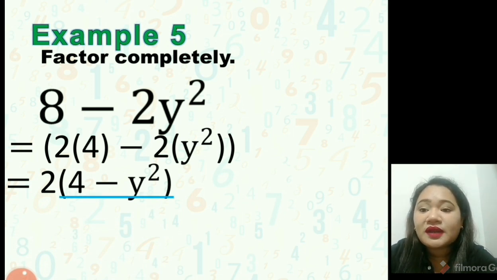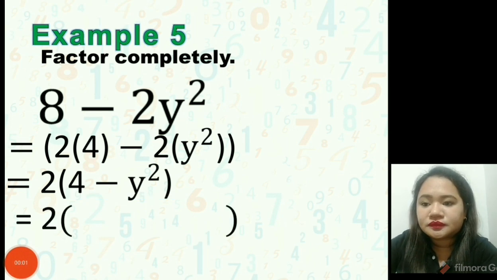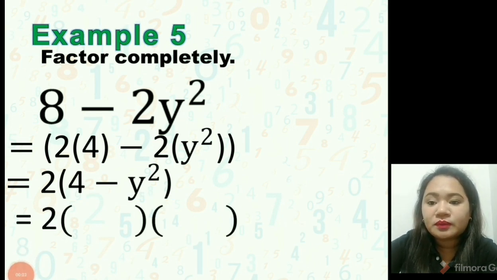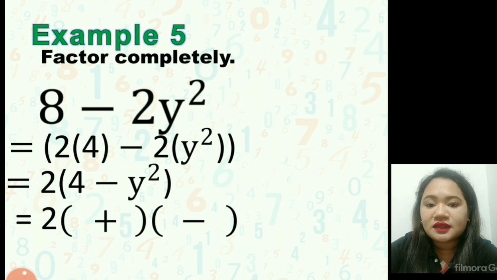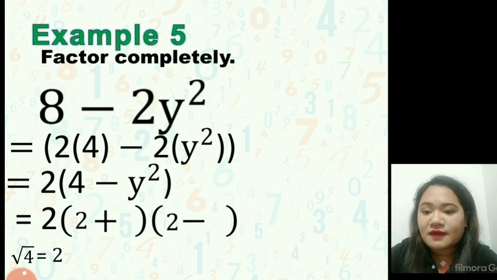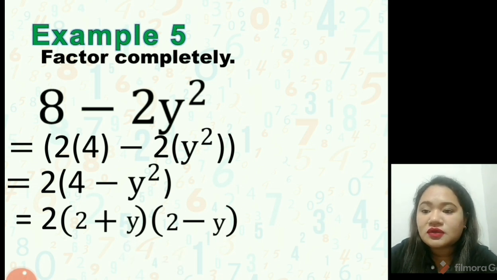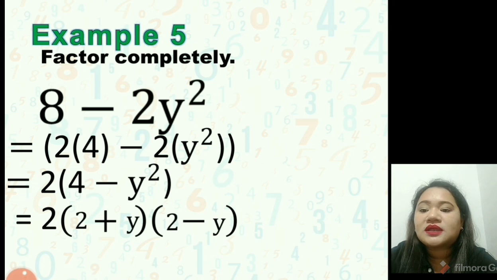Now, 4 minus y squared is in the form of a difference of two squares, so we can get the factors of this. Rewrite 2 and form two binomial factors. One is a sum and the other is a difference. And then, the square root of 4 equals 2, so that is the first term of our binomial factors. And then, the square root of y squared is y. That is the second term of our binomial factors. So the factors are 2 times 2 plus y times 2 minus y.